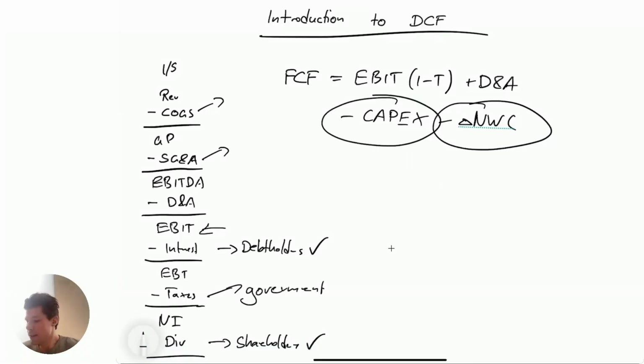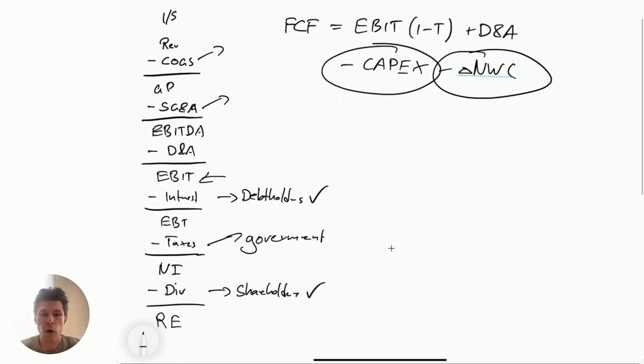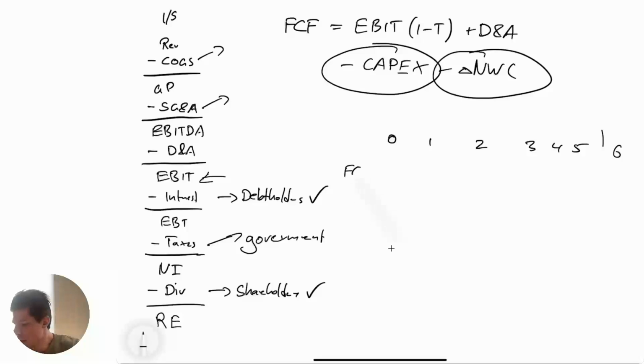So you use this free cash flow formula for every single year. If you have an explicit forecast period of, let's say, 5 years, then you calculate your free cash flow for every single year. We call this approach free cash flow to the firm, because here we start with EBIT times 1 minus T. So in general, this is the free cash flow available to both debt holders and shareholders.